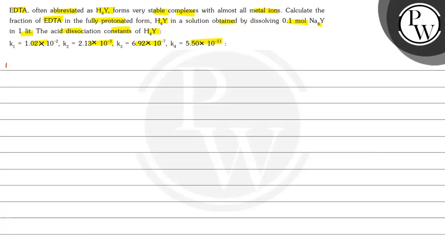So here we will start with the key concept in this case. For the first part, Na4Y on reaction with water will be in equilibrium with Na3YH plus NaOH. And for this, we have the value of K4 given, and hence Kw divided by K4. Kw is 10 raised to power minus 14, divided by 5.5 multiplied by 10 raised to power minus 11. So this will be equal to 1.818 multiplied by 10 raised to power minus 4.